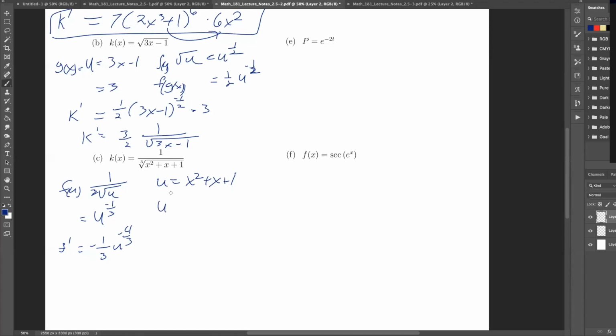Here, if I take u prime with respect to x, I get 2x plus 1. And so therefore, h prime is equal to this. It'll be minus 1/3 u, but u is the following. So it'll be x squared plus x plus 1 to the minus 4/3 multiplied by this derivative here, 2x plus 1. Okay.